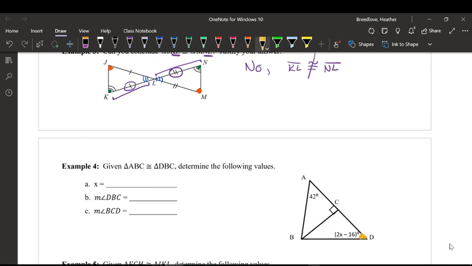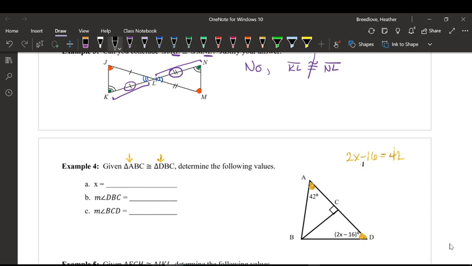Well, let's see. D is the first letter of the second part of the statement. So then the first letter of the first part of the statement matches it. That's angle A. Here's angle A. And look, we do have information there, 42 degrees. So that tells me that 2x minus 16 equals 42 degrees.